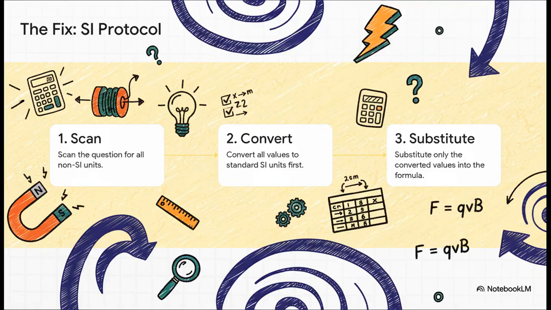So how do we fix this? With a simple 3-step protocol. And this is non-negotiable, you have to do it every time. Step 1, scan the question and circle every single unit you see. Step 2, before you even think about writing down a formula, write a separate line just for conversions. Convert everything to standard SI units, meters, seconds, Teslas, the whole deal.